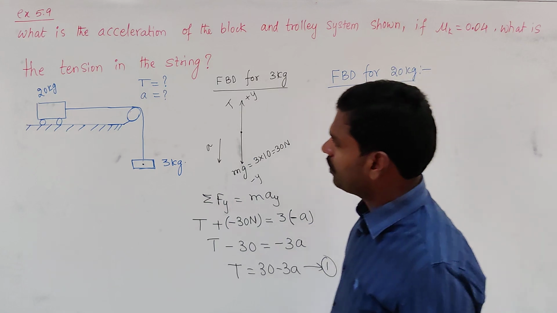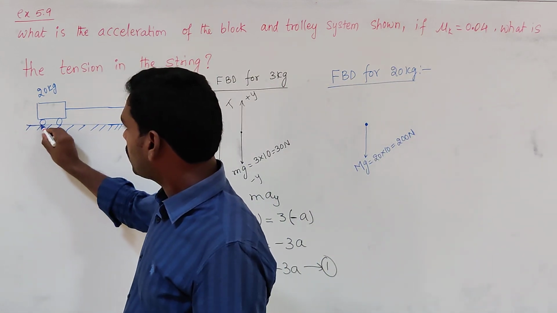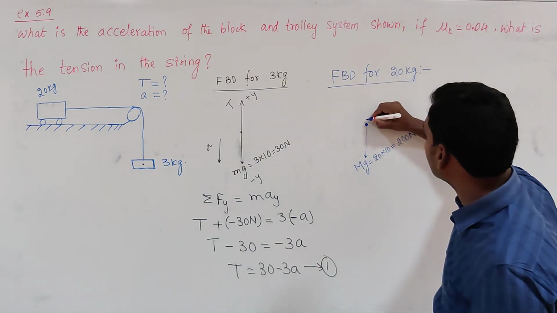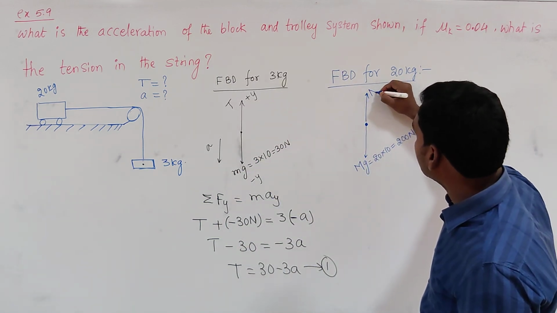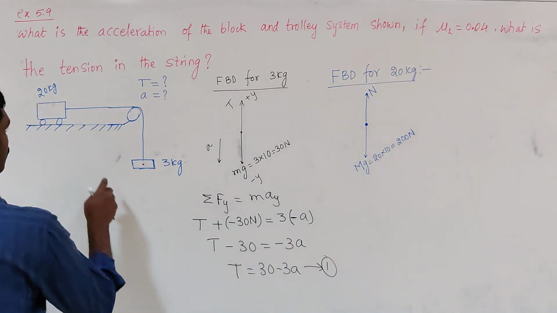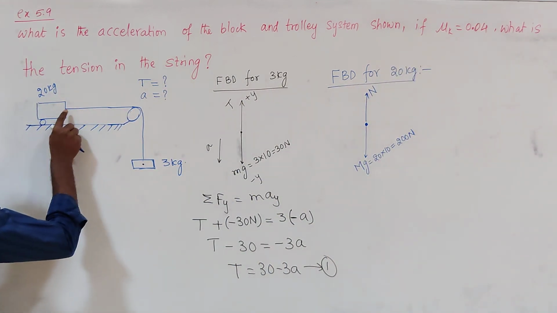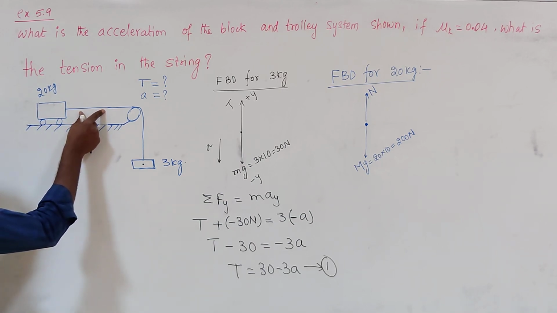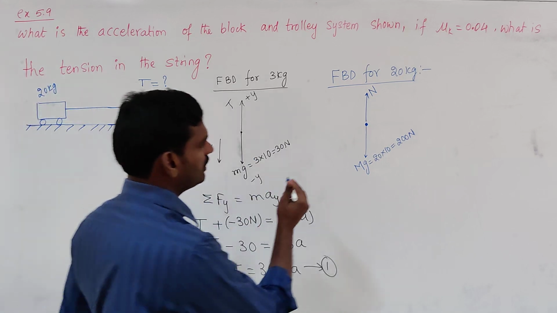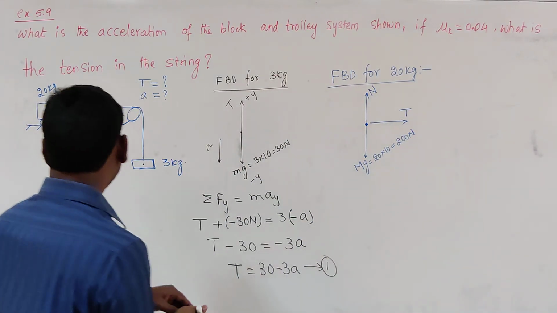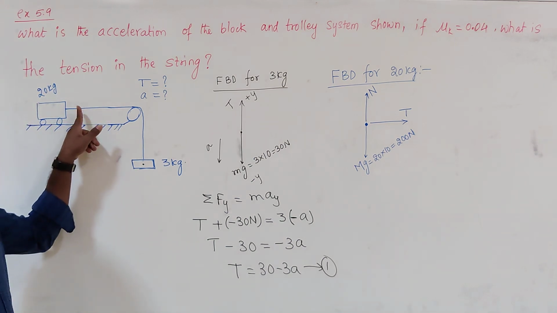Now, what is the next force acting? The force exerted by the surface on the object is nothing but the normal force. And what are the other forces? The rope is attached to this 20 kg mass, so the force exerted by the rope on the 20 kg is the tension force, acting along this direction. When this is moving like this, the frictional force comes into the picture.